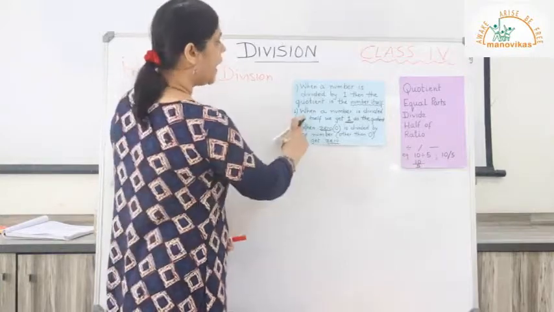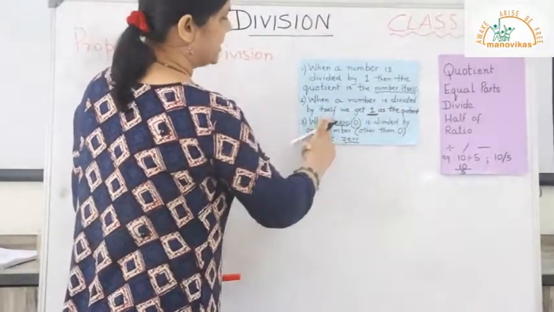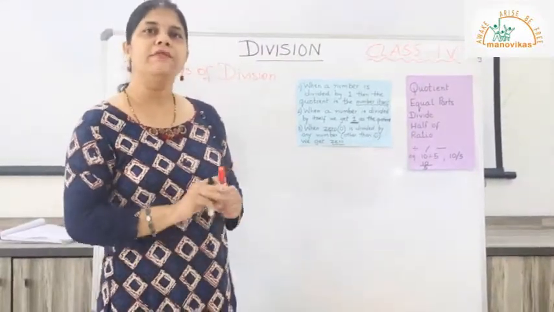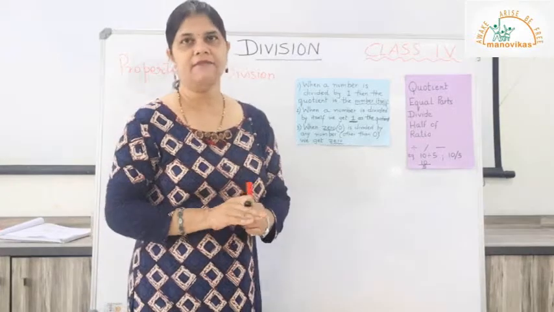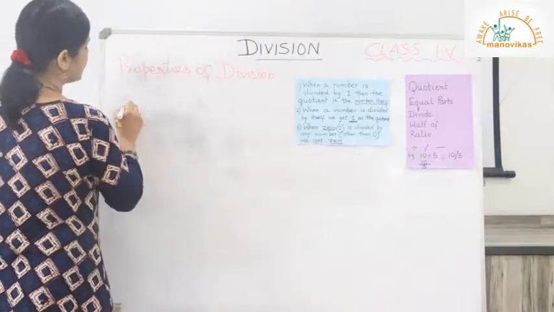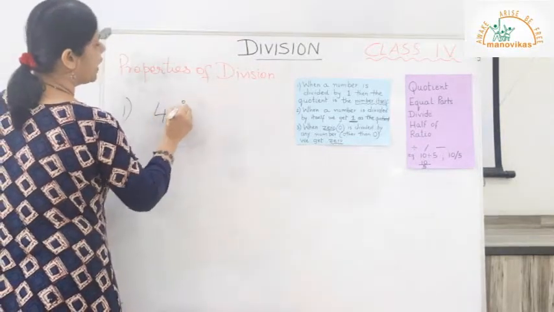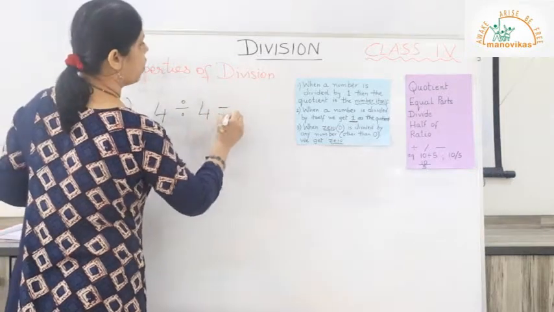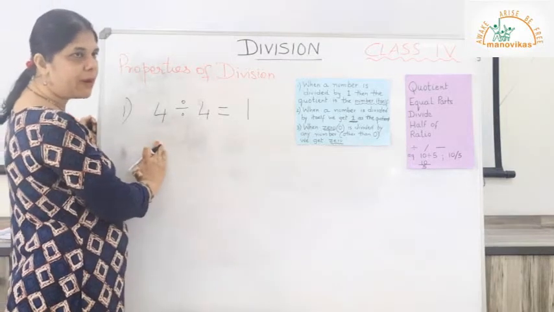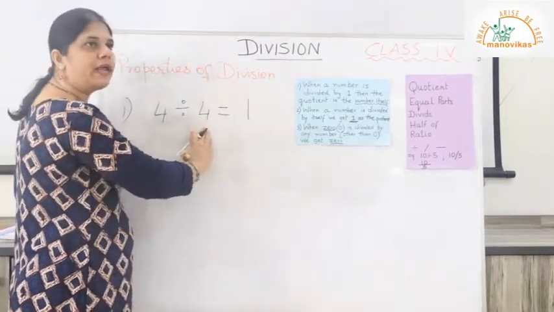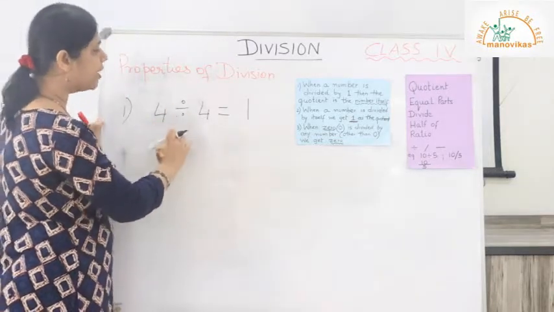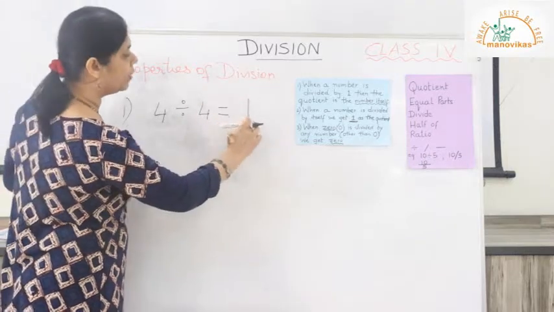Second property, when a number is divided by itself, we get 1 as the quotient. That means when you divide any number by itself, the quotient will be 1. I'll explain this. Look at this example. 4 divided by 4 is 1. Suppose I have 4 chocolates and I have to give them out to my 4 friends. How many chocolates will each friend get? 1. So 4 divided by 4 will give me 1.